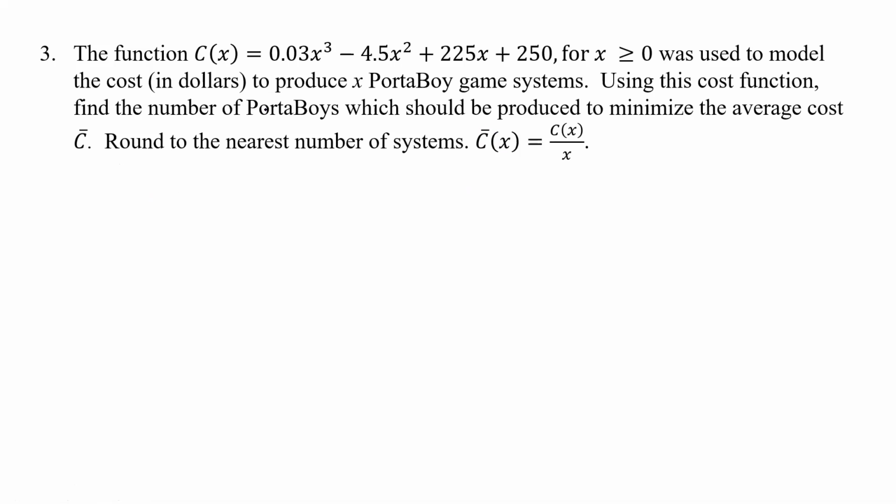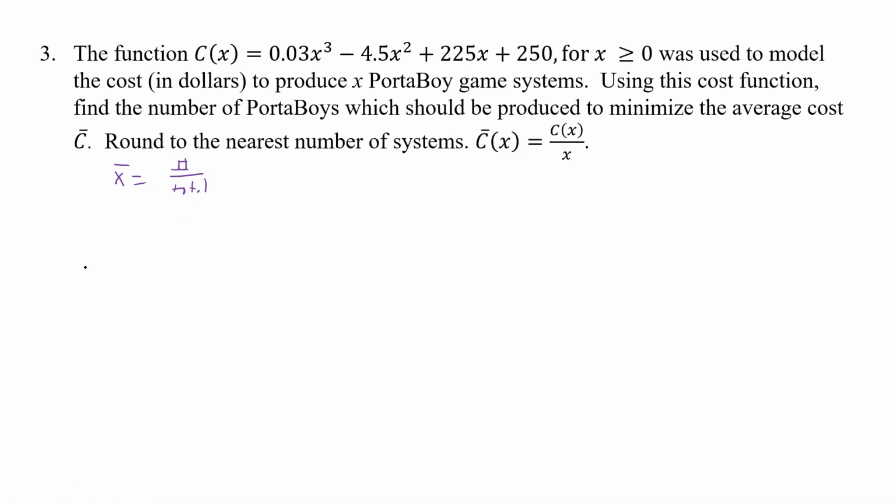And so basically, how do we find C bar? Well, if you think about X bar, that's the total divided by the number. So we're taking the average: the cost, divided by however many Porta boys we're going to produce. And so that's going to give us an average cost. So that's kind of what we're doing, C bar instead of X bar.